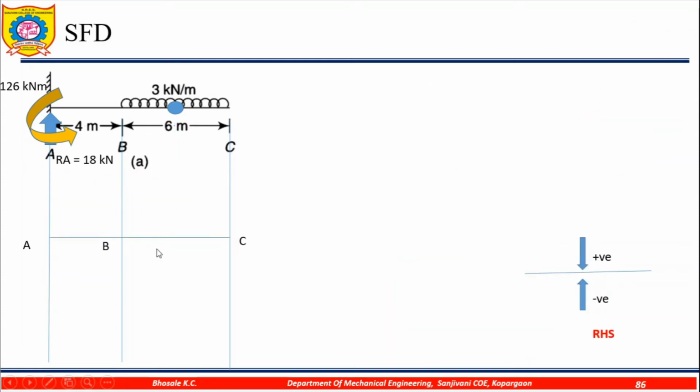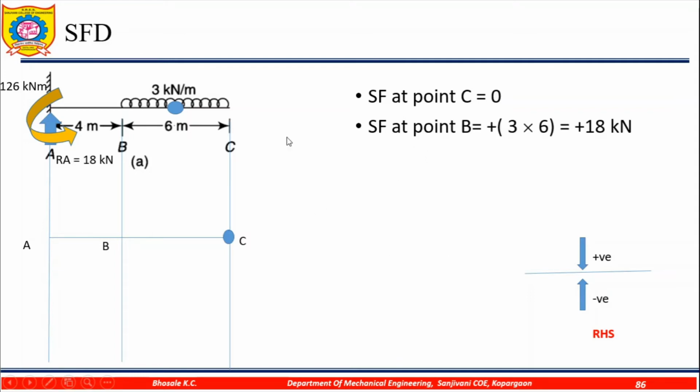Now next we have to find out the shear force diagram. The SF at point C is 0. Though the UDL is shown as starting from point C, at the right hand side of C there is no load, so we assume 0 SF at point C. Next point is B. We have to find out the shear force at point B. There is no load addition at point B, so we can select only a single point. The SF at point B is 3 into 6, where 3 is the intensity of the UDL and 6 the distance. It is downward, so plus 18.